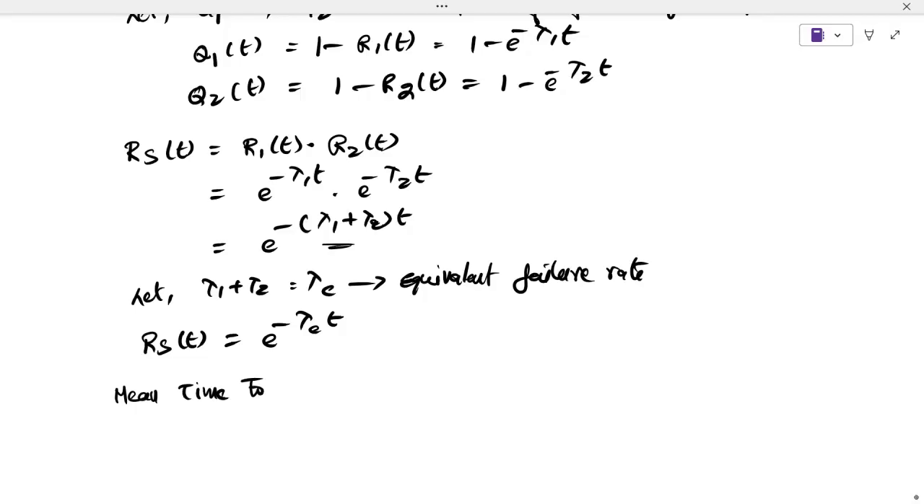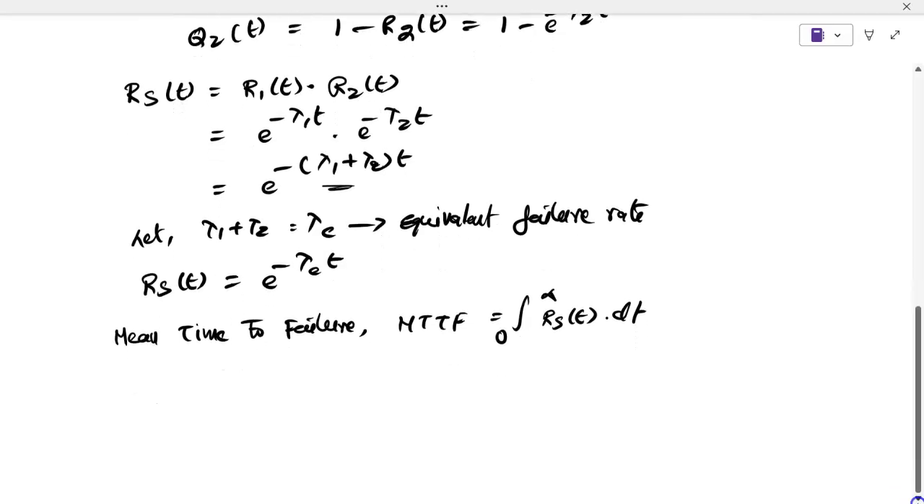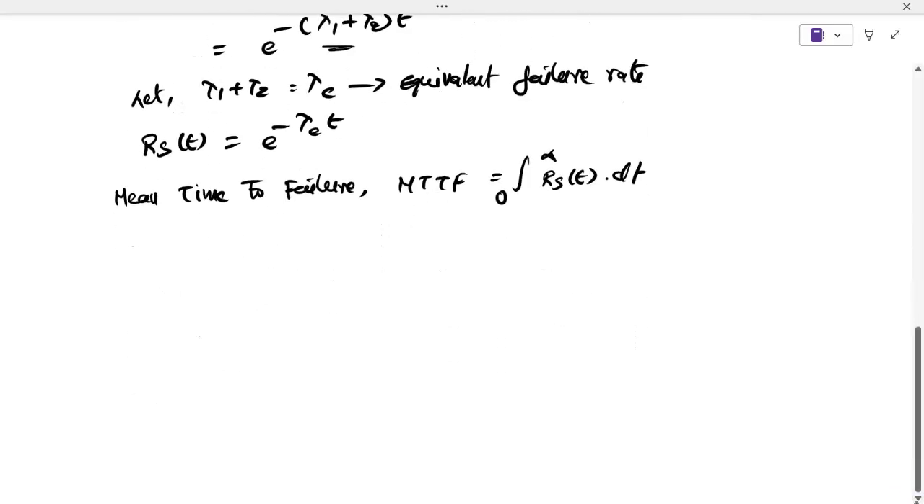mean time to failure, MTTF, is equal to, we know, integral 0 to infinity Rs of t into dt. Okay. So now we already know Rs of t. From that, here I am writing this as integral 0 to infinity, Rs of t is equal to e power minus lambda e t, into dt.